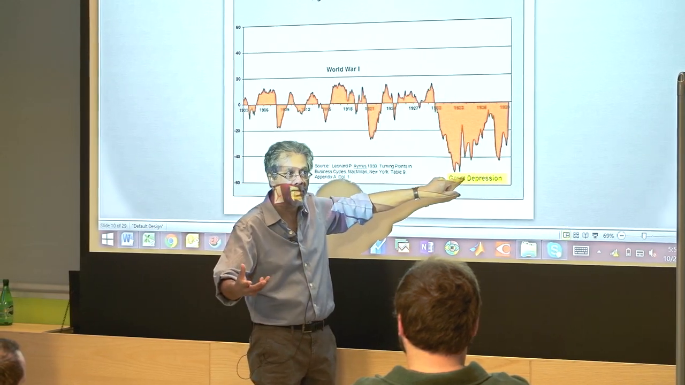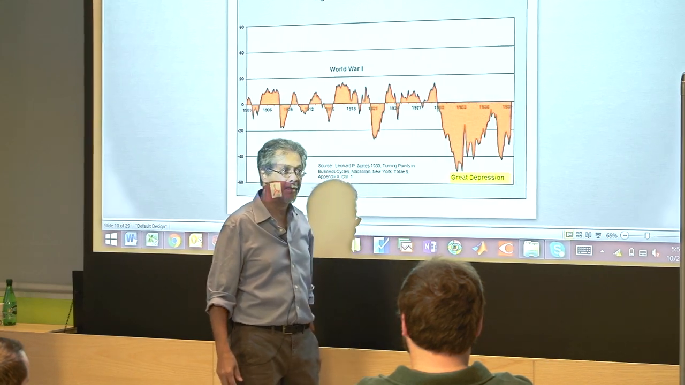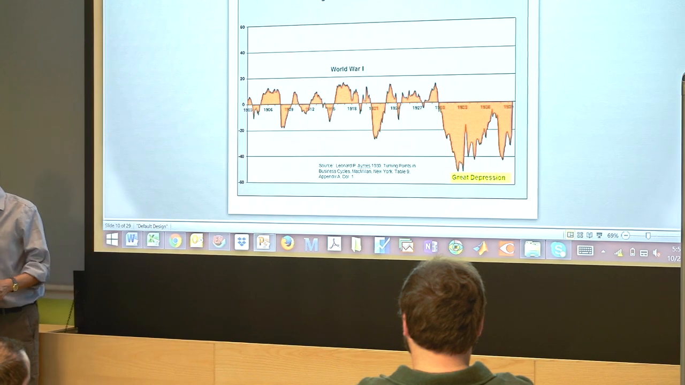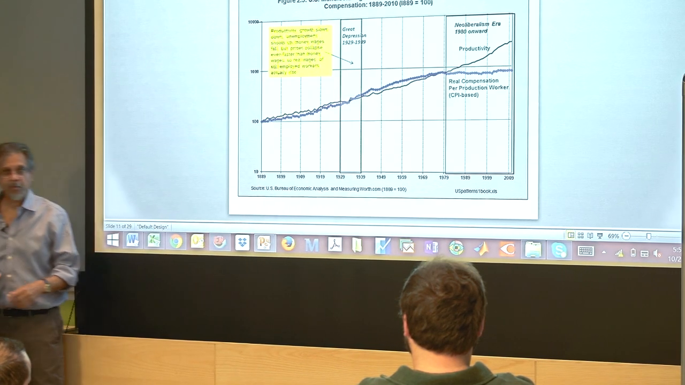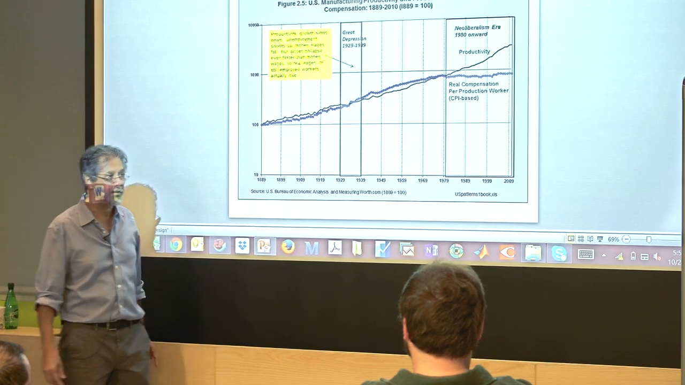This is the one we normally call the Great Depression. This is 1929 to 1939. And in that Great Depression, Hitler solves the problem of unemployment within 1 year, massive unemployment.